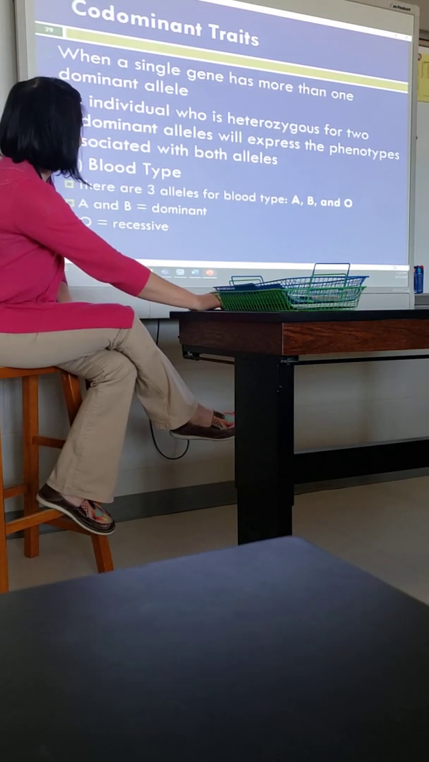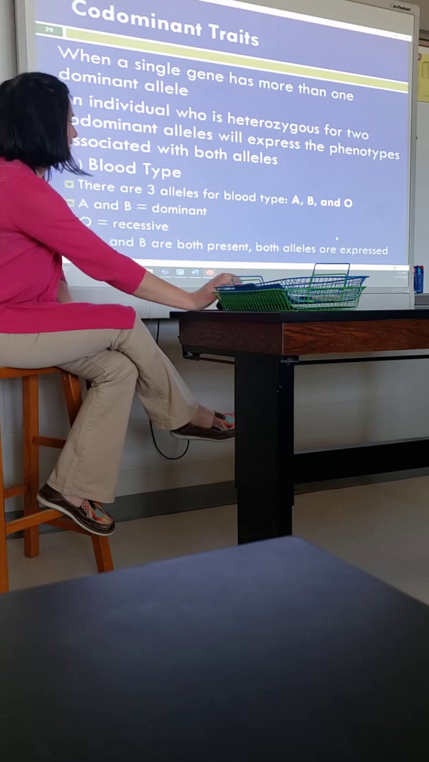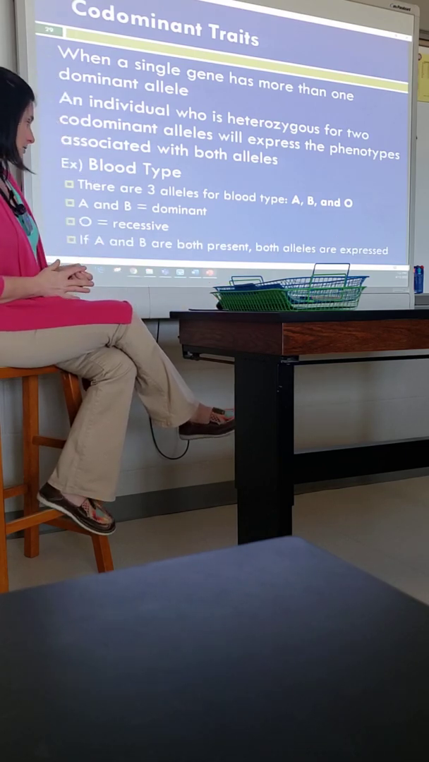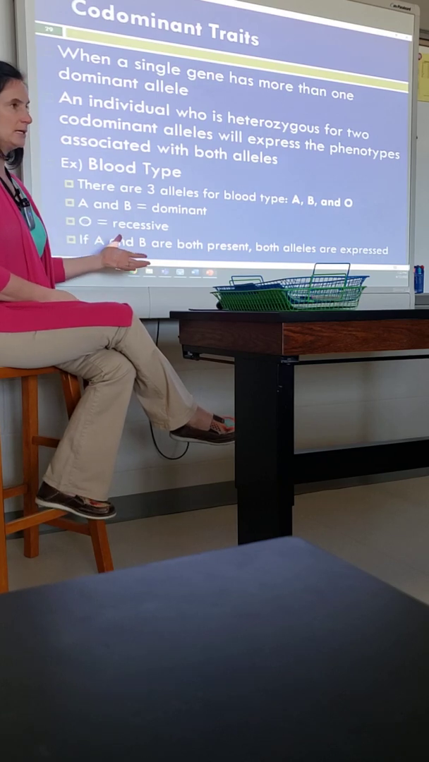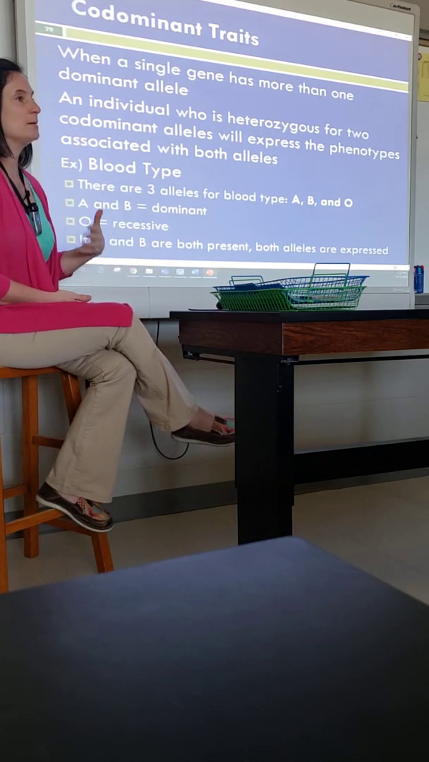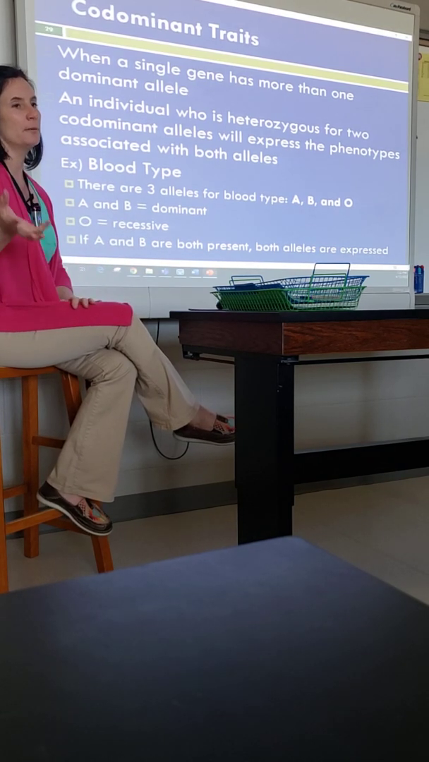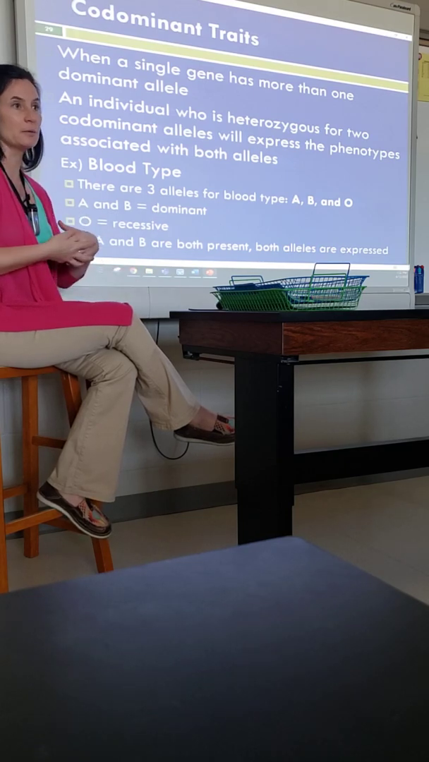All right, so you have a lot of different varieties or options, but if you have A and you have B and they're both present, then you have what's considered an AB blood type. You are compatible with A blood and B blood as well.